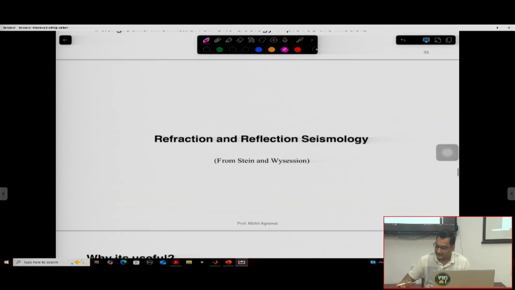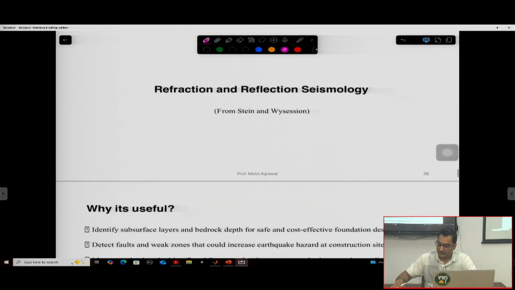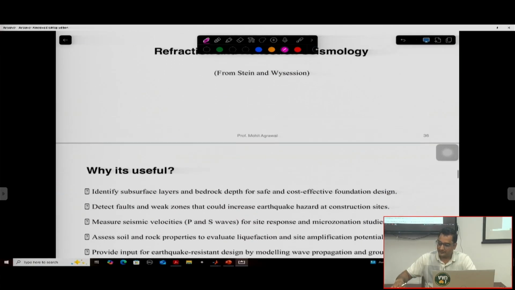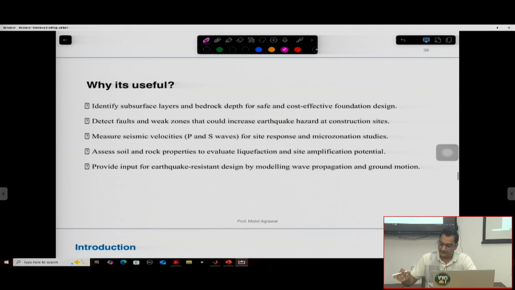Now we will start the class in which we are going to learn about refraction and reflection seismology. Okay, so refraction seismology we are going to learn about today. Thereafter, tomorrow we will learn about reflection seismology. So why is refraction seismology useful? Because it can be used to identify the subsurface layers and bedrock depth.